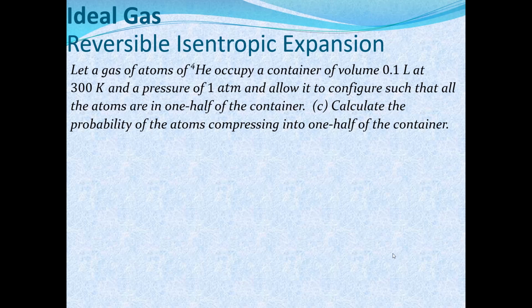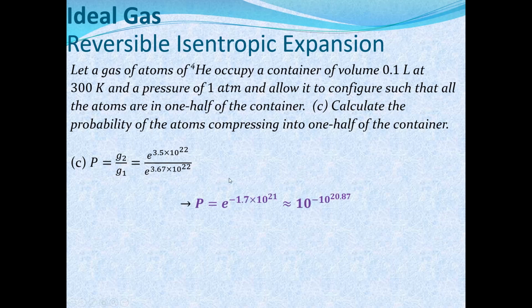All right, so we're trying to figure out the probability of these particles actually going into half of the container. So what we're going to do is this. Take the probability of it being in half the container divided by the total number of accessible states. And we get that the probability is essentially super small. So even though the numbers look fairly similar and it doesn't look like it's that far off, because we're talking about such large numbers, it ends up being that the probability of it happening is extremely, extremely small.